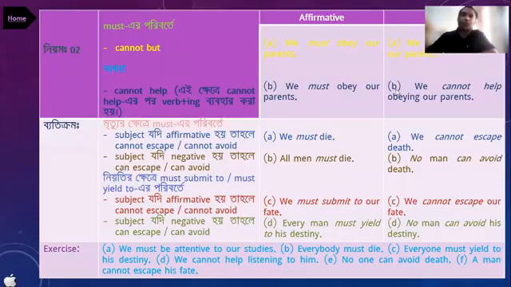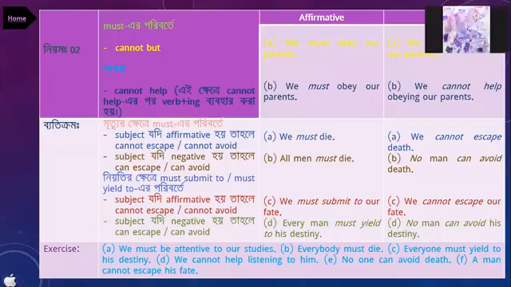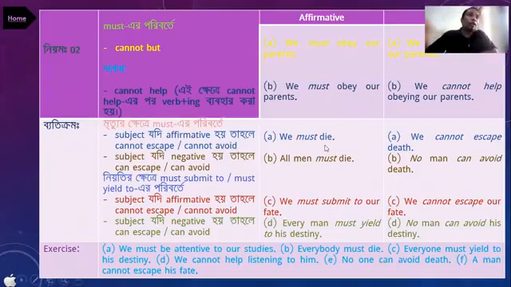Let me ask you, Firdaus, tell me, we must be attentive to our studies. We cannot but be attentive to our studies. Now use cannot help. Now tell me the answer using cannot help. We cannot help being attentive to our studies. Good. Then after Firdaus, Snehangshu, tell me everybody must die.